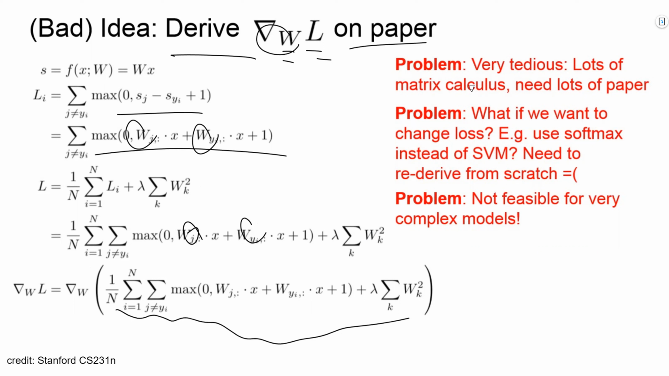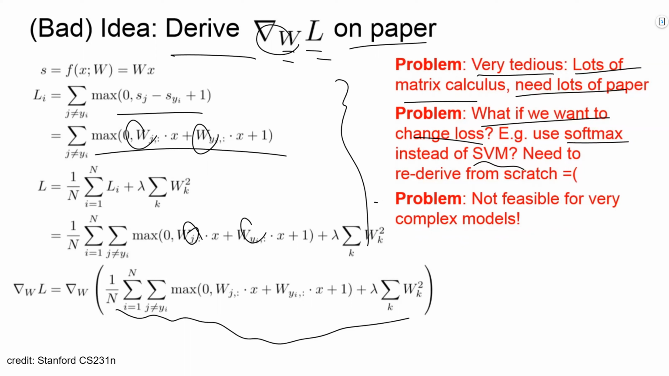However, the thing is, this process is very tedious. It requires lots of matrix calculus and needs lots of paper. Another problem is, what if we change the loss? For example, we originally used softmax loss. However, we just want to change to SVM. Then what happens is, we need to rederive all these equations from scratch again.